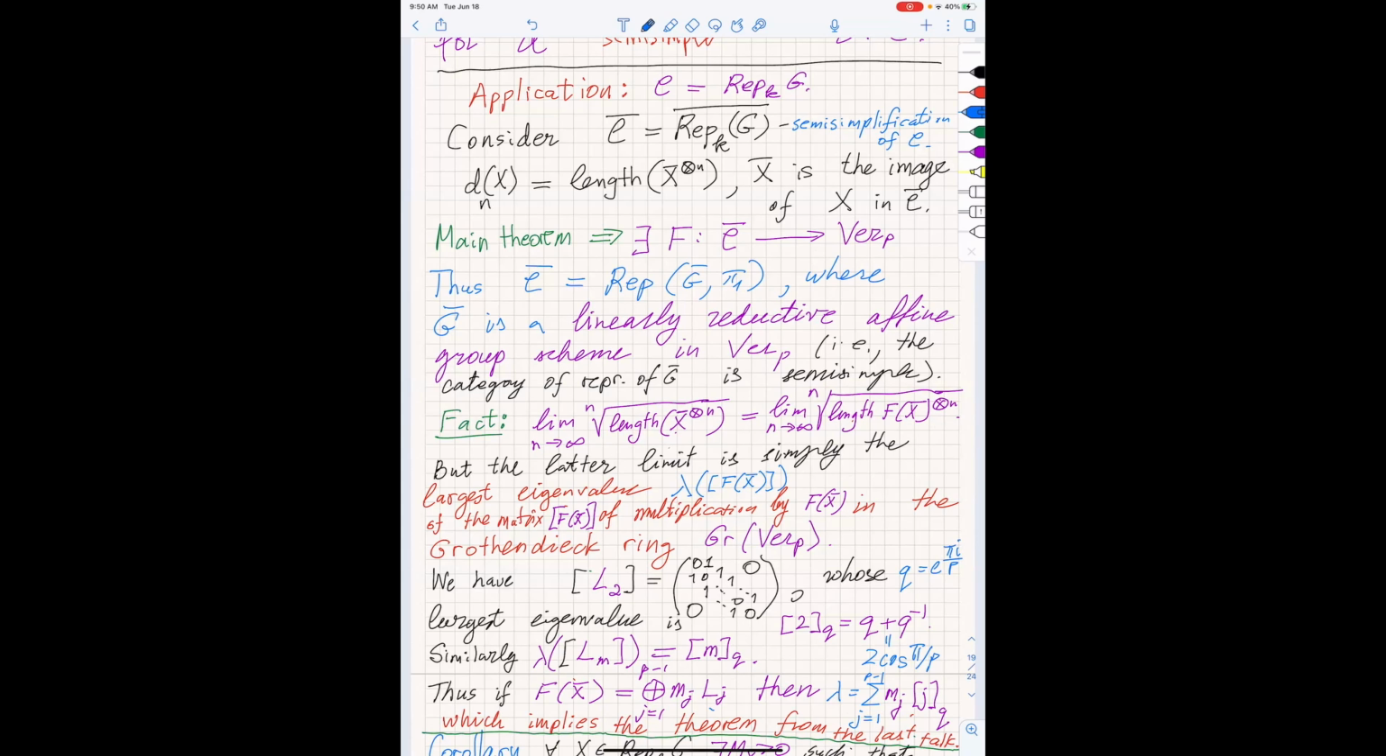But it can be interesting. For example, if you take something like GL_n over a finite field, then this will be an interesting category, because in characteristic 0, the tensor product of simples is semisimple. But in characteristic p, this is not true. So you will get more.